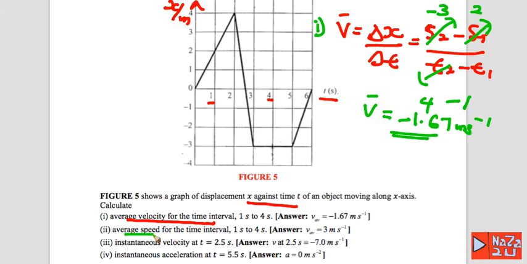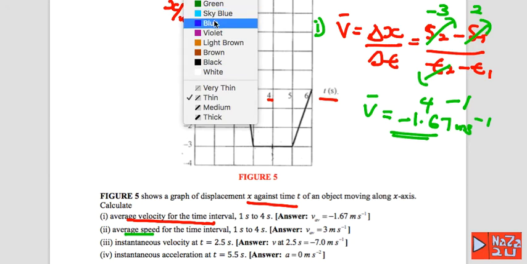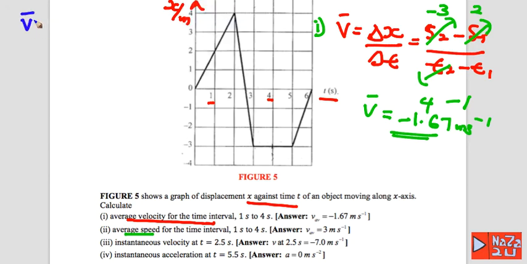So the next question is average speed. How do we calculate the average speed here? So we have equations, also the symbol. This is average speed and this is average velocity. For the average speed, you must find the total distance.